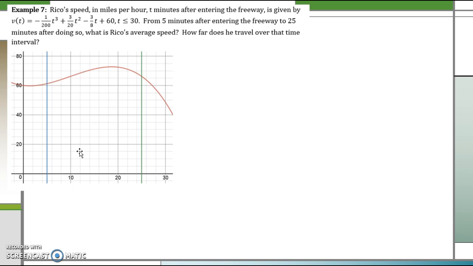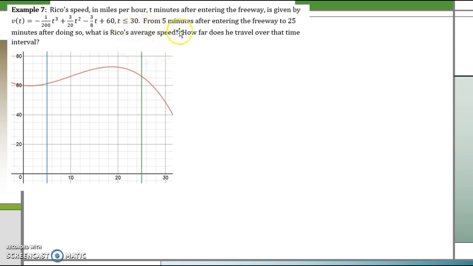Rico's speed in miles per hour t minutes after entering the freeway is given by v of t is equal to -1/200 t cubed plus 3/20 t squared minus 3/8 t plus 60, where t is less than or equal to 30. From 5 minutes after entering the freeway to 25 minutes after doing so, what is Rico's average speed?